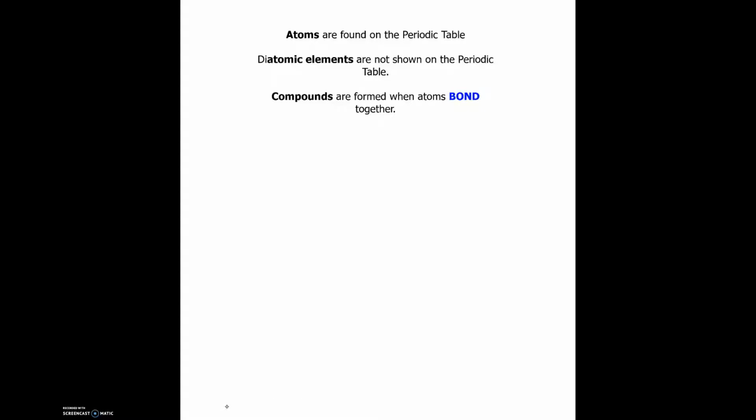All right, so atoms are found on the periodic table. Diatomic elements are not shown on the periodic table as they are. So with the diatomic element, if we were to break those bonds and look at one of those single atoms, then yes, it is on the periodic table. However, with them bonded together, they are not. And compounds are formed when atoms bond together, so they're also not on the periodic table.